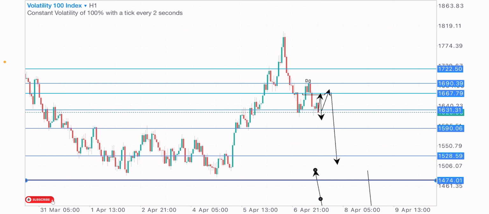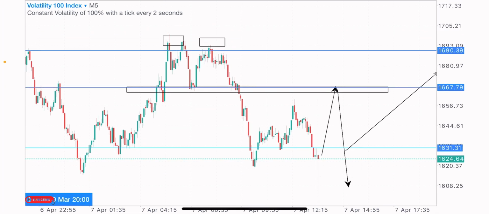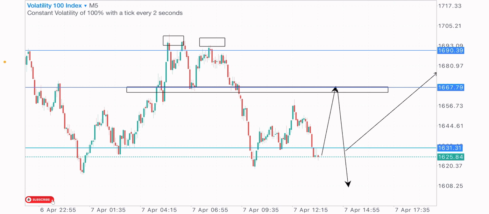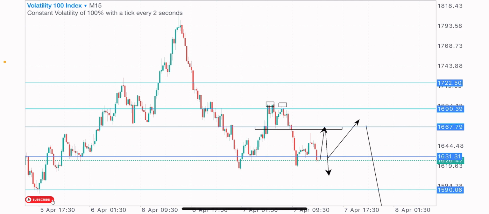I'm bearish on this index, basically looking out for sell opportunities, but I'm waiting patiently for price to get to my sell point before I take the sells on this index. And if I'm to sell this index, I would as well give you guys an update on the trade. So that is, guys, that's my market analysis and market breakdown on volatility 100 index price action, basically.